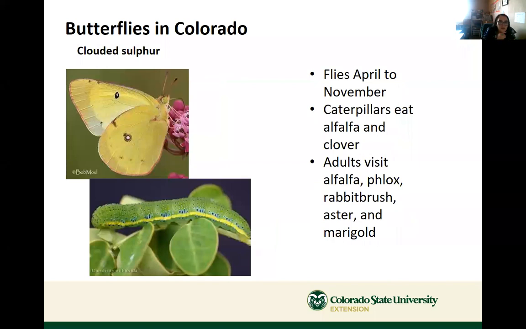This is clouded sulfur, flies April to November. The caterpillars eat alfalfa and clover. Adults are gonna visit alfalfa, phlox, rabbit brush, asters, and marigolds.